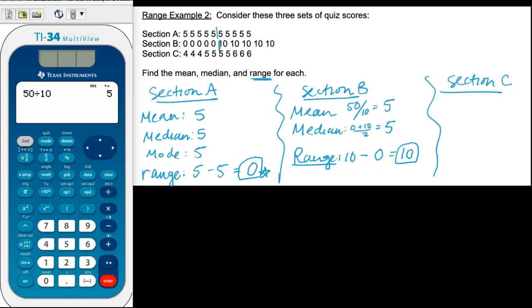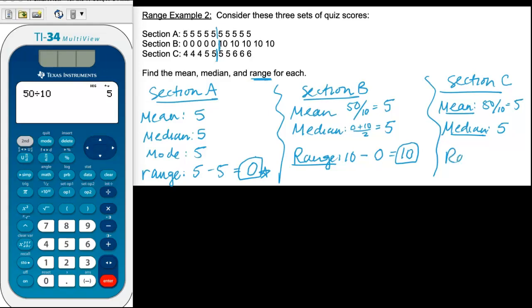So if we look at section C, for the mean, if we add all those up, we end up getting 50. Divided by 10, we get a mean of 5 again. For the median, if I find the very middle, 1, 2, 3, 4, 5, it's in between the two 5s. If I add those up and divide by 2, I end up getting 5 for the middle. So again, I've got a mean and median that are the exact same as sections A and B.